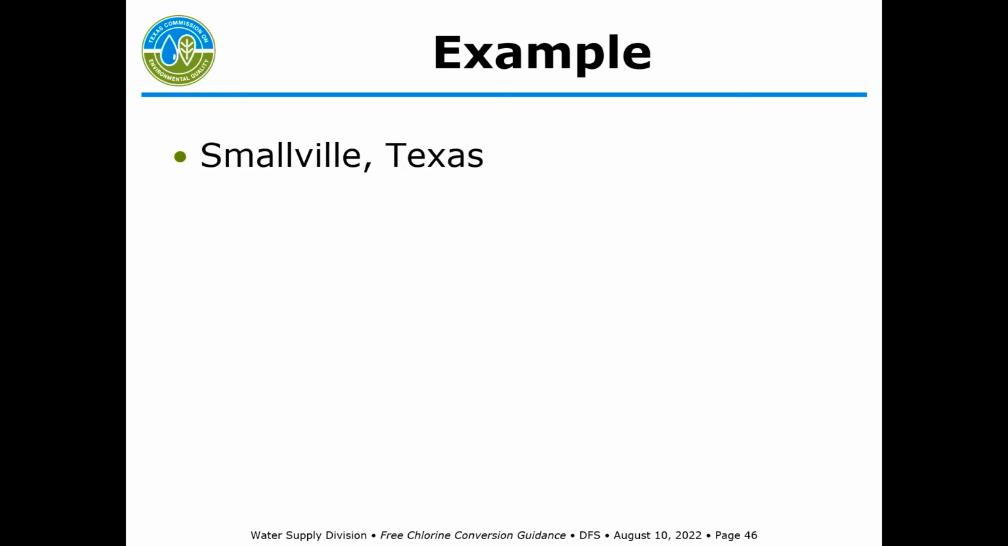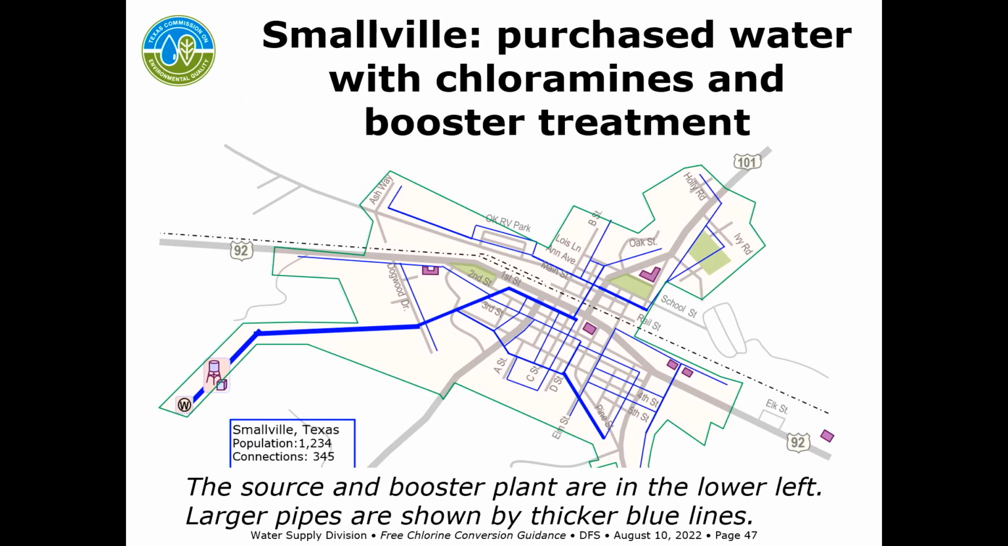Those are all kind of the highlights, but let's run through an example of a little made up public water system, Smallville, Texas, just to show how all this pulls together. So in this diagram, let's assume that they have a water source down here at the lower left, the W, and they've got a booster plant and an elevated tank right there by the source.